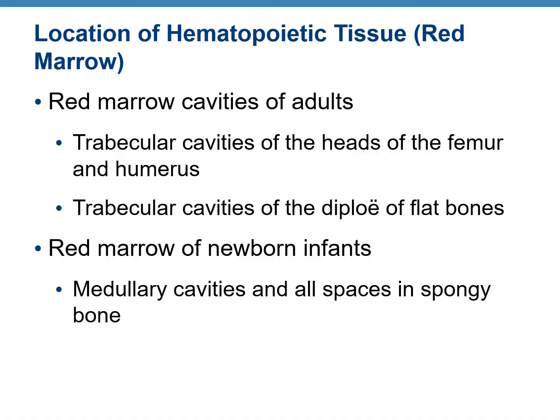Location of hematopoietic tissue. And hematopoietic tissue is found in red bone marrow. So red bone marrow in adults is found in the trabecular cavities of the heads of the femur and humerus. And head of femur and humerus is located in a proximal epiphysis. Also, red bone marrow in adults is found in the trabecular cavities of the diploe of flat bones. So spongy bone in flat bones, this is where we will find red bone marrow, and heads of femur and humerus when we're talking about adults.